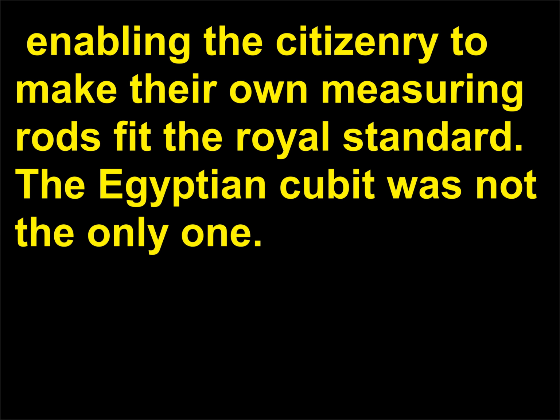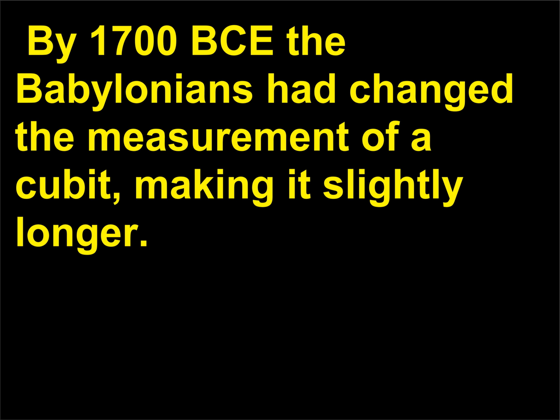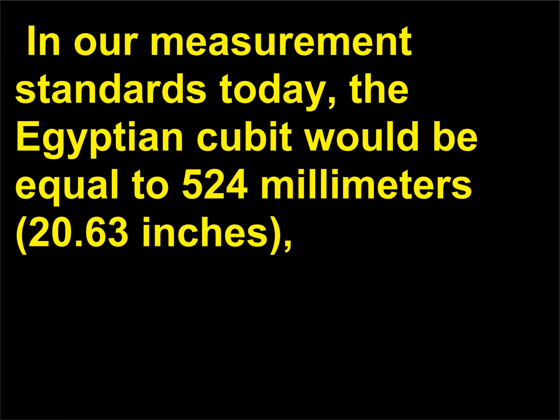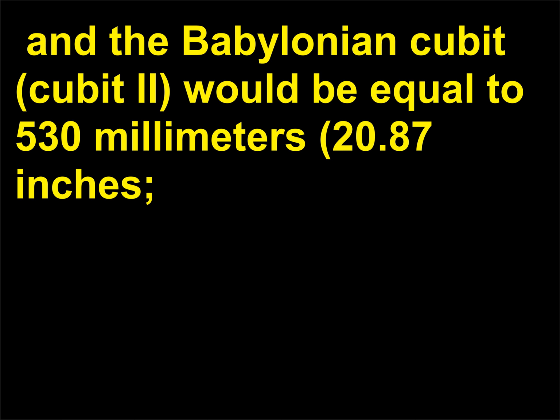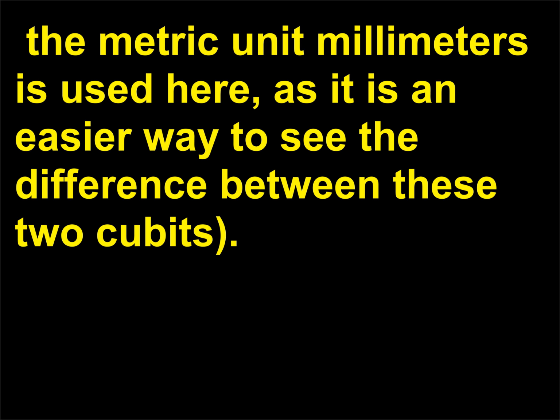The Egyptian cubit was not the only one. By 1700 BCE the Babylonians had changed the measurement of a cubit, making it slightly longer. In our measurement standards today, the Egyptian cubit would be equal to 524 millimeters, 20.63 inches. And the Babylonian cubit, cubit 2, would be equal to 530 millimeters, 20.87 inches. The metric unit millimeters is used here, as it is an easier way to see the difference between these two cubits.